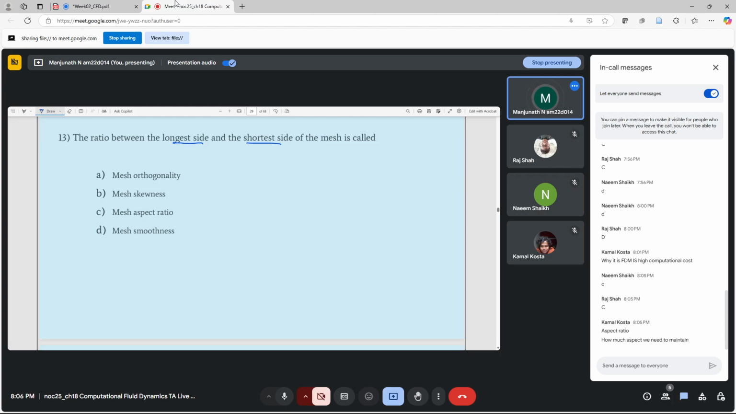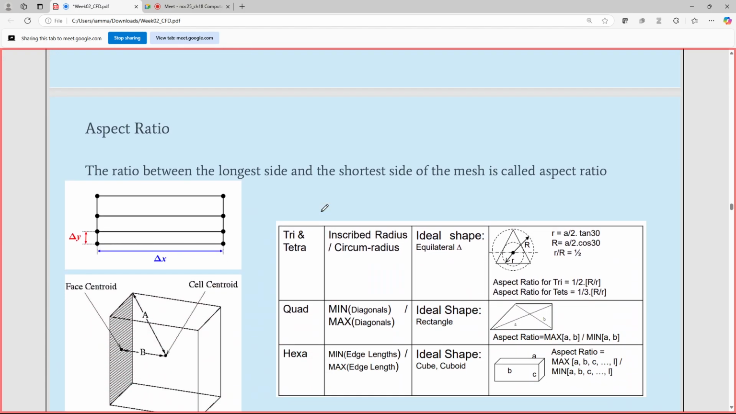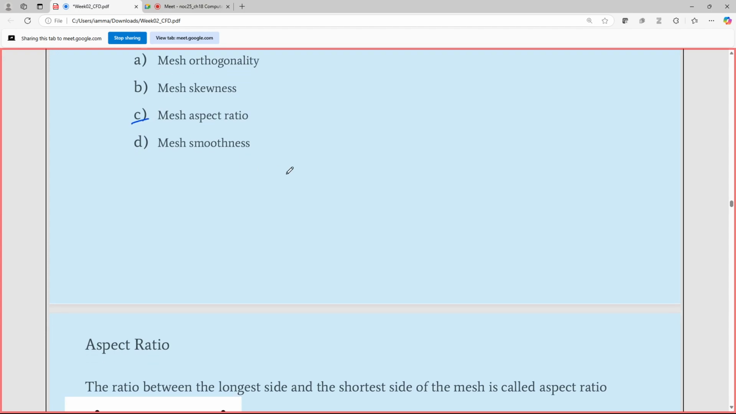There are different types of elements or cells. If it is 2D, you can have triangular cells like you have seen in the second week video, or you can have rectangular or quadrilateral elements. Going to 3D, tetrahedral, quadrilateral, hexahedral, pentahedral, or polyhedral. All those elements are there, so it entirely depends on the type of element you are choosing. The answer is option C, that is mesh aspect ratio.